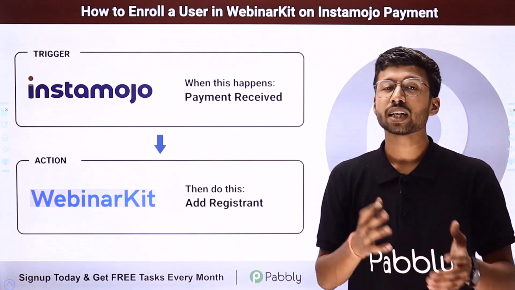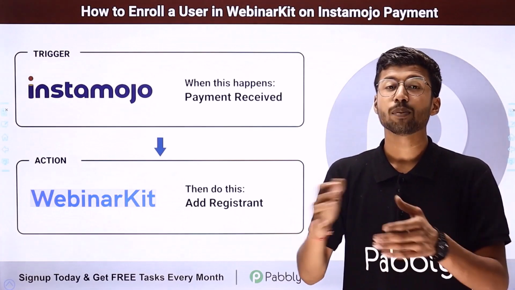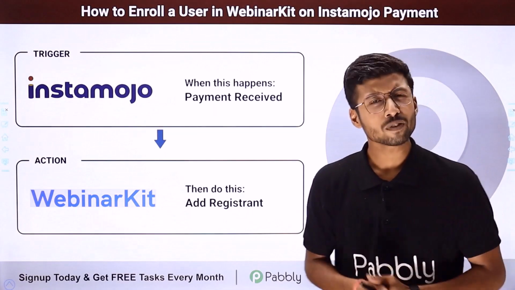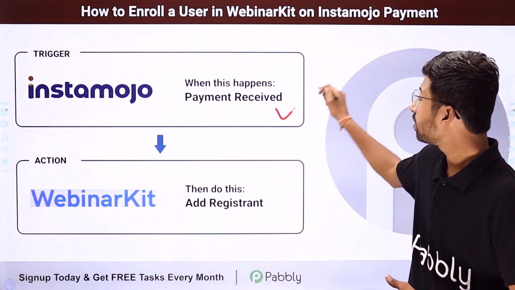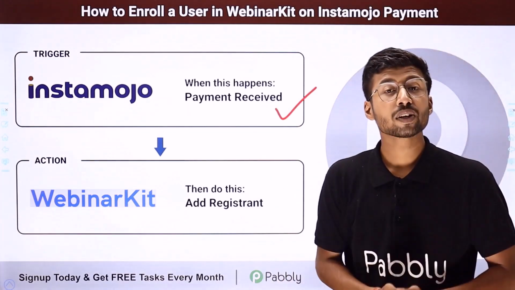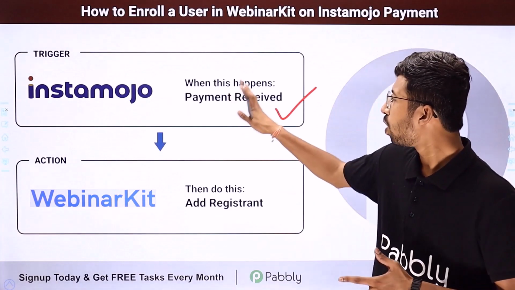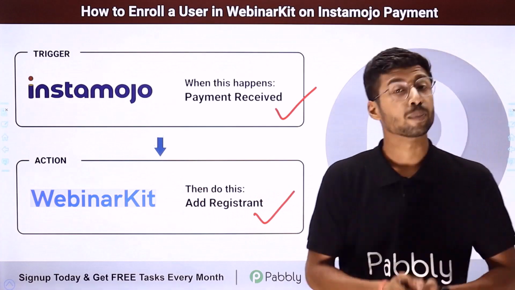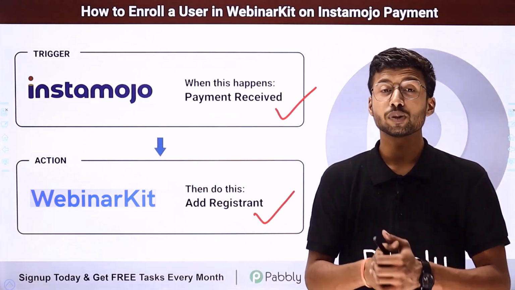So guys, you want the customers who are paying you to be added to your webinar. Basically, you can automate this complete process, and the trigger of this automation will be payment received in Instamojo. So as and when we receive a new payment in Instamojo, the customer who made the payment will automatically be added as a registrant in our webinar. How can you set up and use this automation?